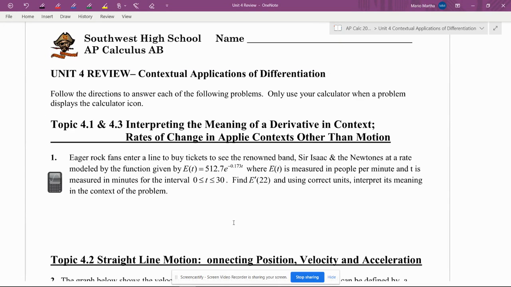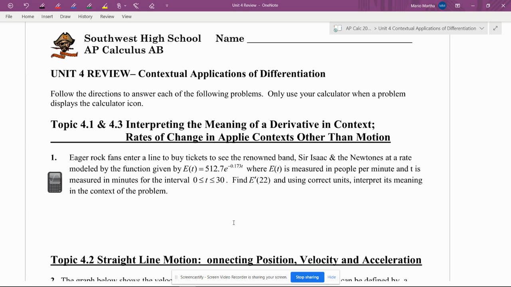So we're going over Unit 4 review, contextual applications of differentiation. Follow the directions to answer each of the following problems. Only use your calculator when a problem displays a calculator icon. So topic 4.1 and 4.3, interpreting the meaning of derivative in context, rates of change in applications, context other than motion.